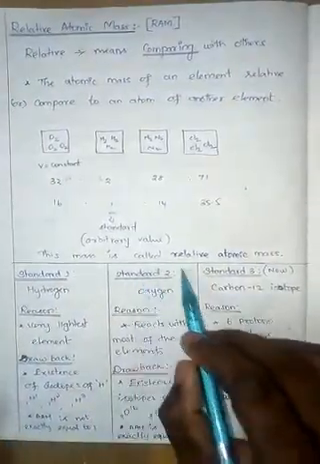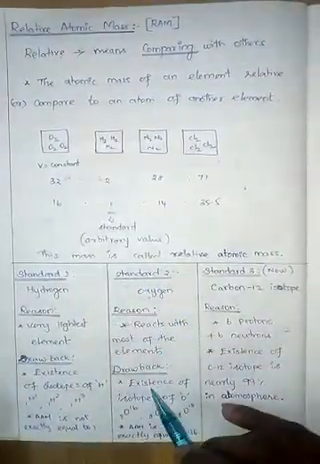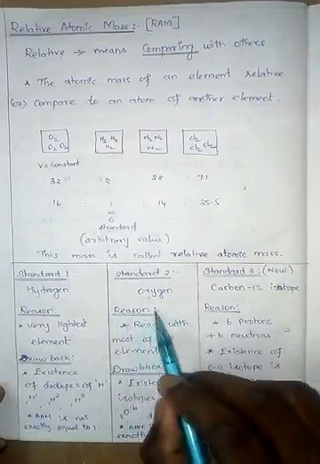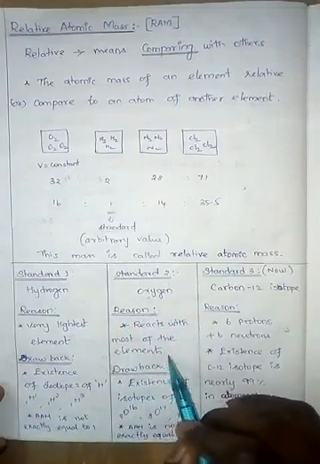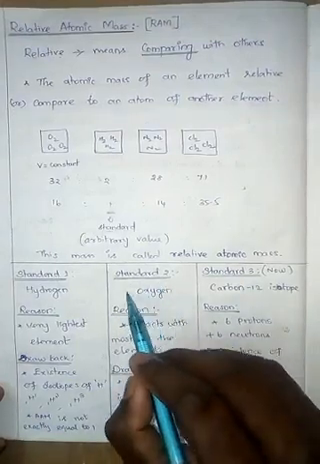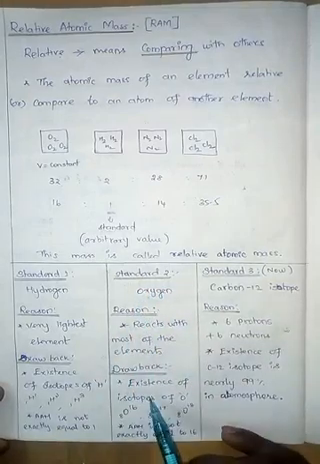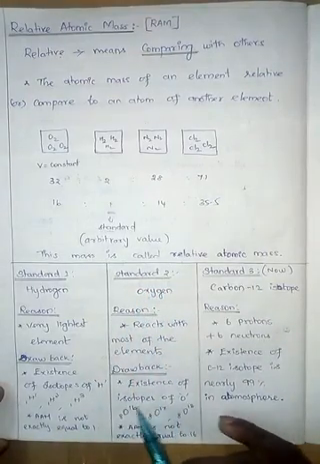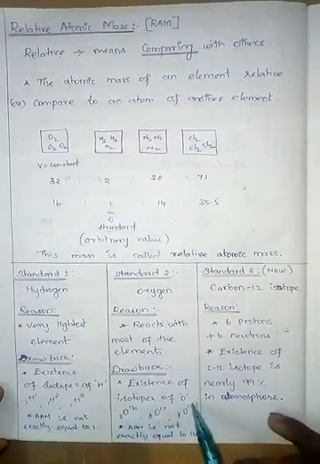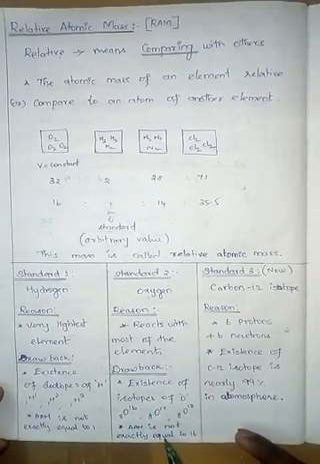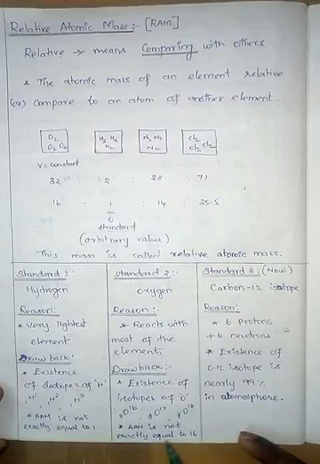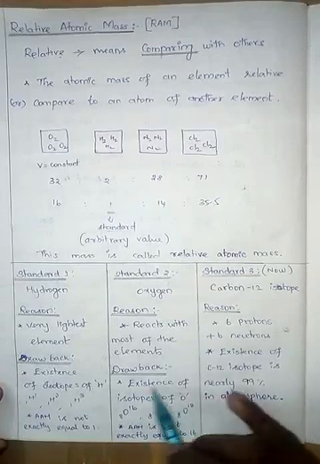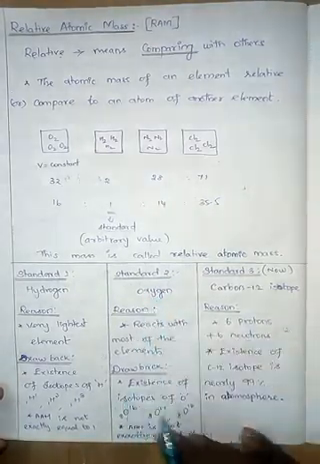Now come to the next standard, oxygen. The reason is it reacts with most of the elements. That's why they chose oxygen as a standard. But later they came across a problem, again the existence of isotopes. There are 3 isotopes and the average atomic mass is not exactly equal to 16. So because of these drawbacks, they withdrew oxygen.